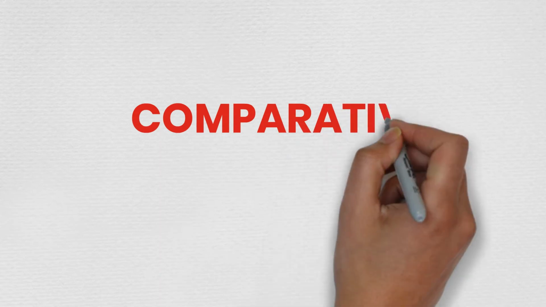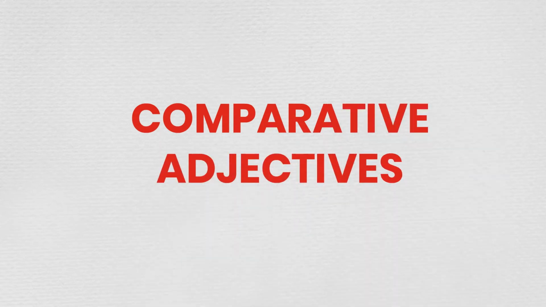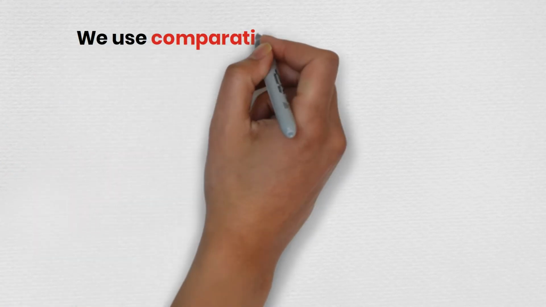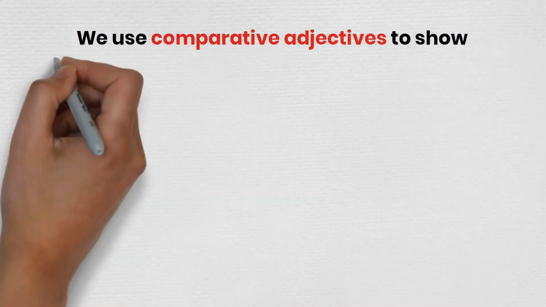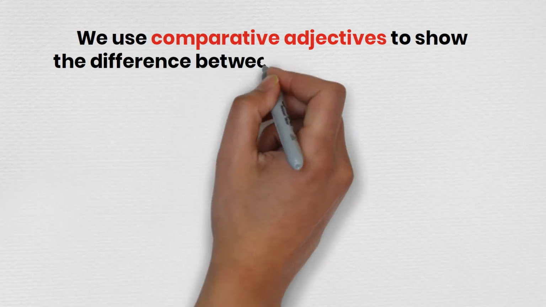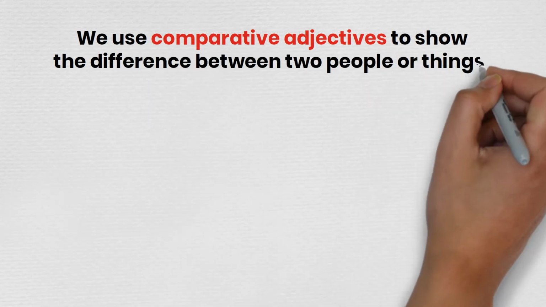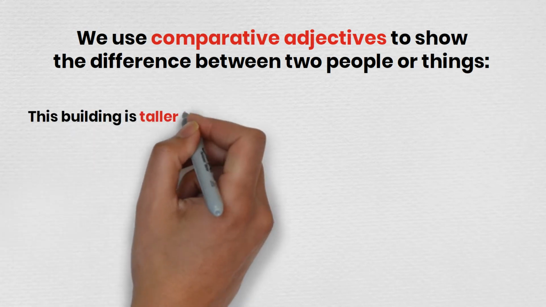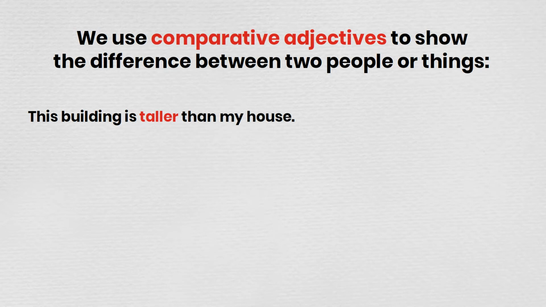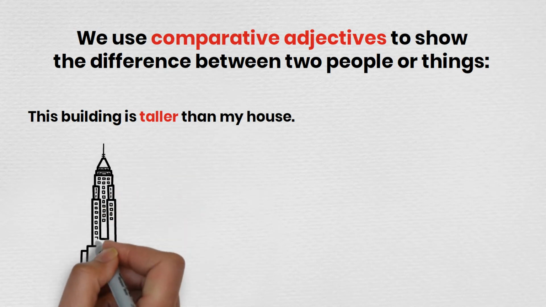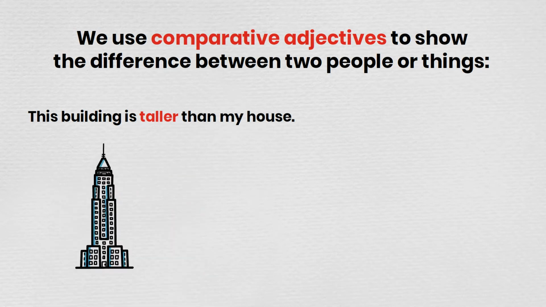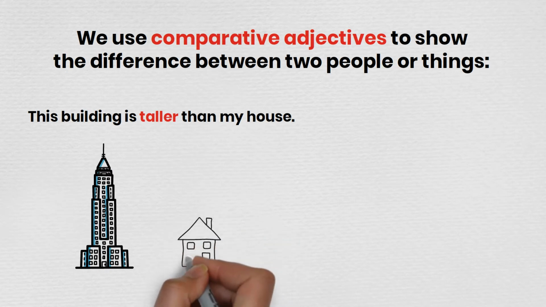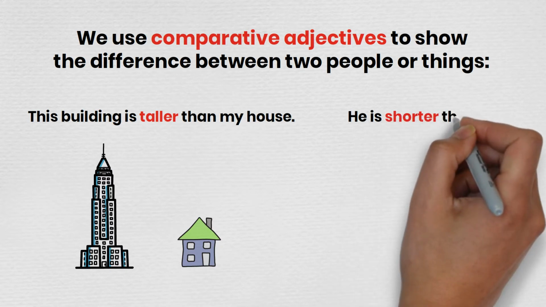Comparative adjectives. We use comparative adjectives to show the difference between two people or things. This building is taller than my house. He is shorter than her.